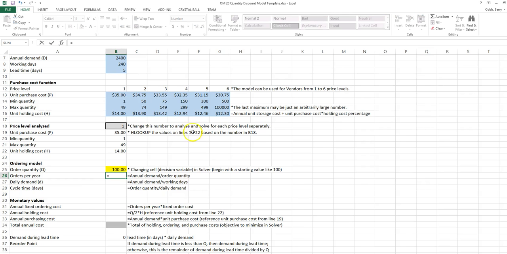The orders per year is the annual demand divided by the order quantity. The daily demand is the annual demand divided by the number of working days in a year. The cycle time is the order quantity divided by the daily demand.